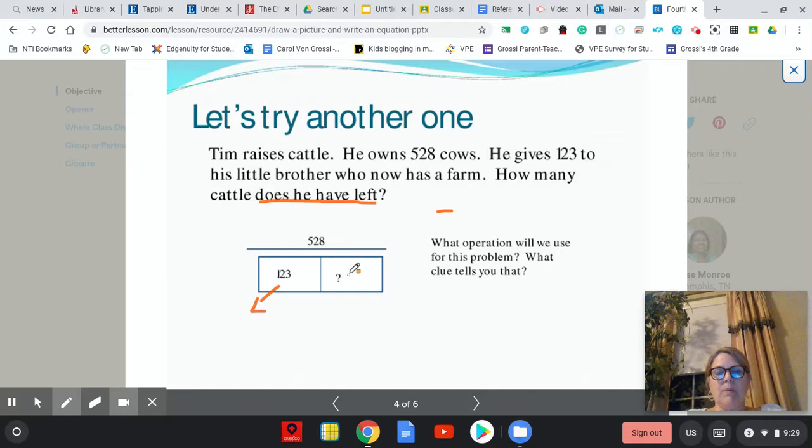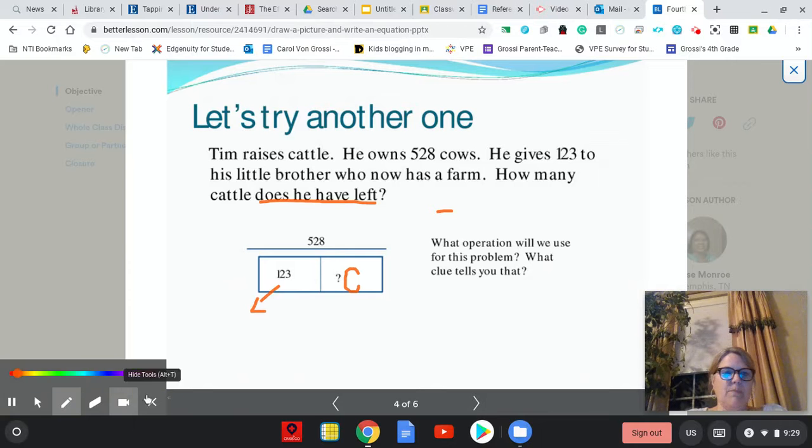So let's put a variable in here. We'll use C again. And this time C doesn't equal cost. C represents cows, right? That's how many cows he has left, or how much cattle he has left. All right.